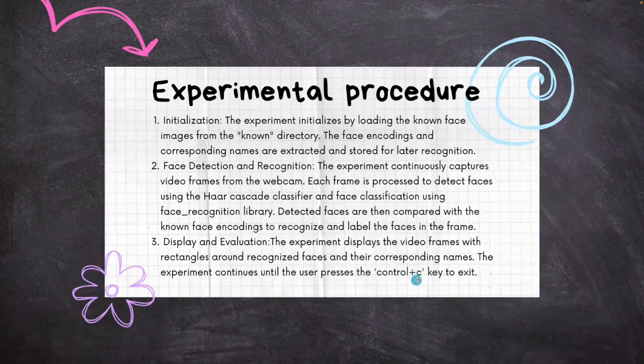Next is the experimental procedure. First is initialization. The experiment initializes by loading the known face images from the known directory. Second is face detection and recognition. The experiment continuously captures video frames from the webcam. Each frame is processed to detect faces using the Haar cascade classifier and face classification using the face recognition library. Detected faces are then compared with the known face encodings to recognize and label the faces in the frame. Third is display and evaluation. The experiment displays the video frames with rectangles around recognized faces and their corresponding names. The experiment continues until the user presses the Ctrl plus C key to exit.